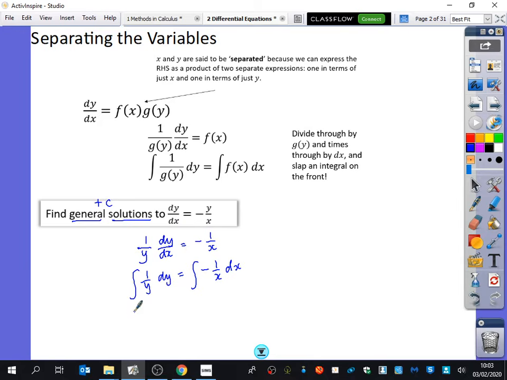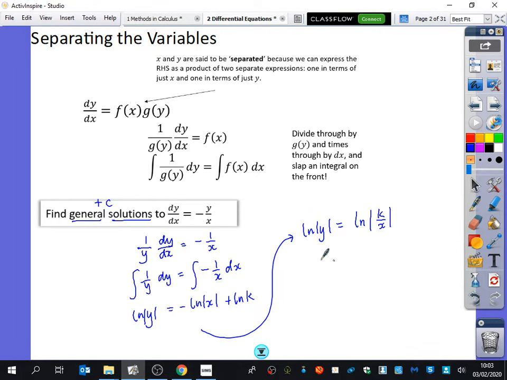So we have all the y terms on the left, all the x terms on the right, and they integrate. 1 over y dy is ln y. This integrates to minus ln x plus ln k. You could do plus c, but ln k will just mean if everything is in terms of ln, it's way easier to combine all of these things together. So we then get ln y equals ln of k over x. So we can just say y equals k over x. Okay?